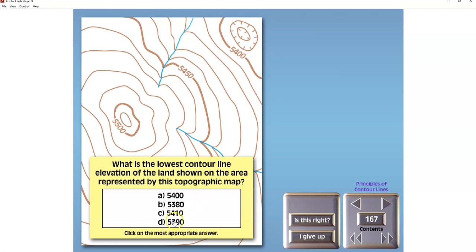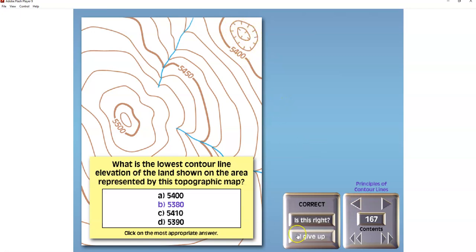So let's try that. Oh, it's not. 5,380. Okay. Oh, sorry. That's what I did wrong. Mr. Rocco messed up. So this was 50. I was doing this line. So this is 5,400. It said the lowest. My bad. So this is 5,400. This is 5,390. This one is 5,380. Right. So I was doing the first depression line.